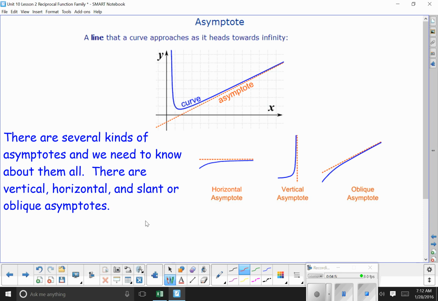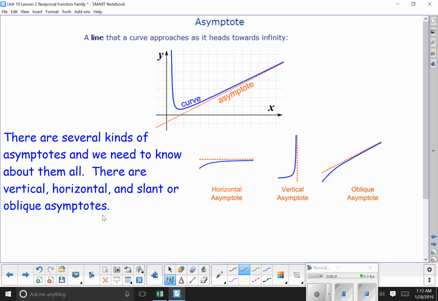Horizontal and vertical asymptotes will appear, or may appear, on the SOL. Pre-AP Algebra 2 is expected to know about slant asymptotes. Regular Algebra 2 does not have to cover them. Here's an example of a horizontal asymptote, a vertical asymptote, and a slant asymptote. Notice that the curve is approaching the asymptote. And actually the y-axis here acts as an asymptote, and the curve is approaching it.